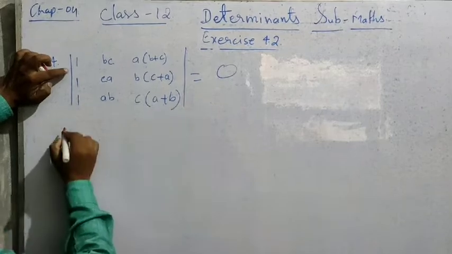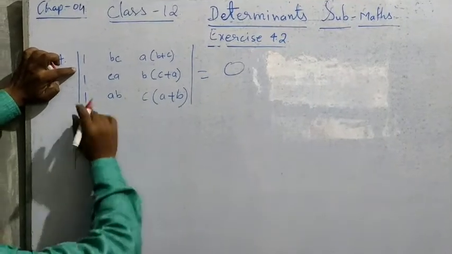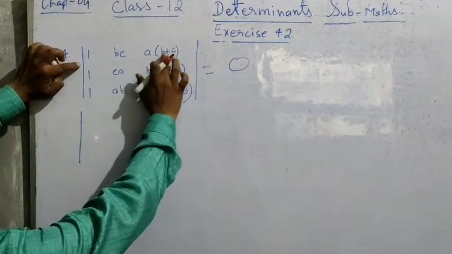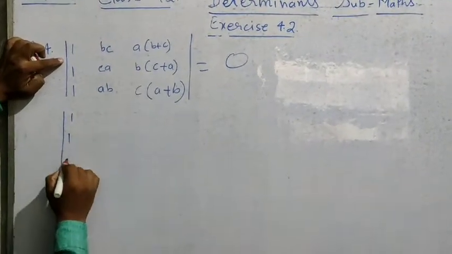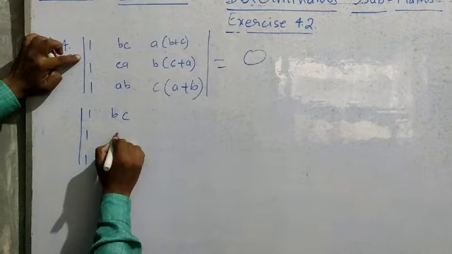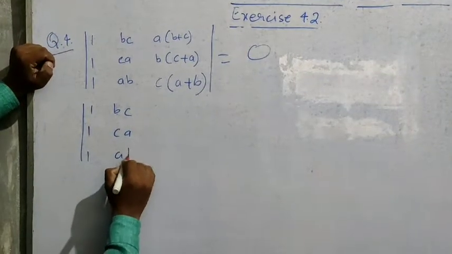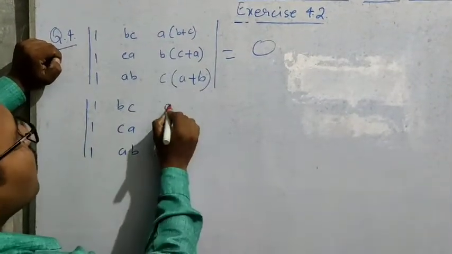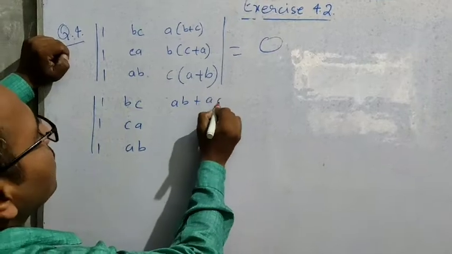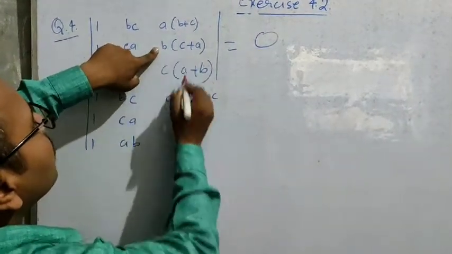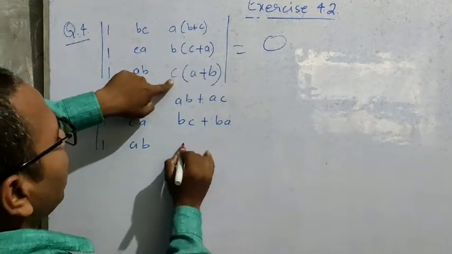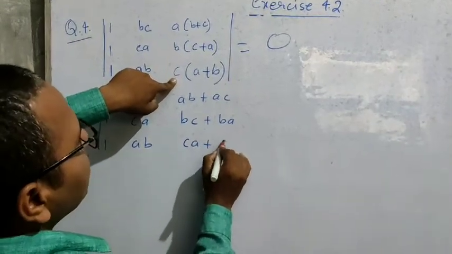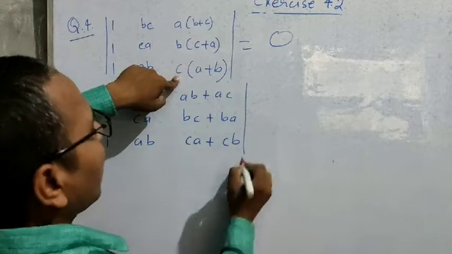So students, what we will do is multiply these portions AB and AC, we will write down that one: 1 1 1, BC CA AB. Again multiplying this one, how much will you get? AB plus AC. Multiplying this portion also, you will get BC plus BA. Multiplying this one, CA plus CB. So we have got this much.